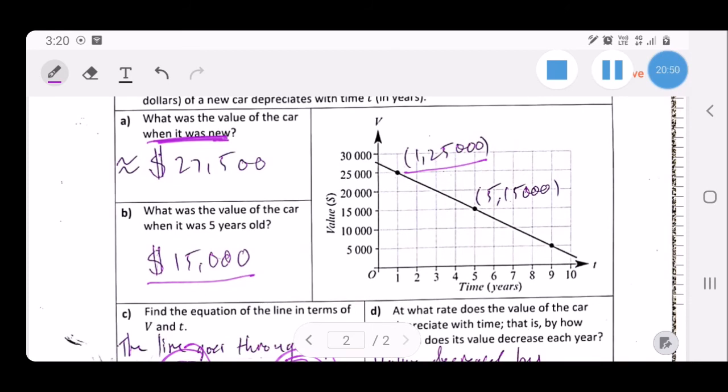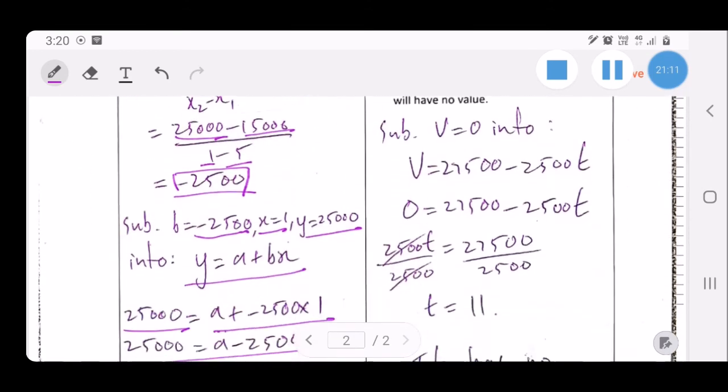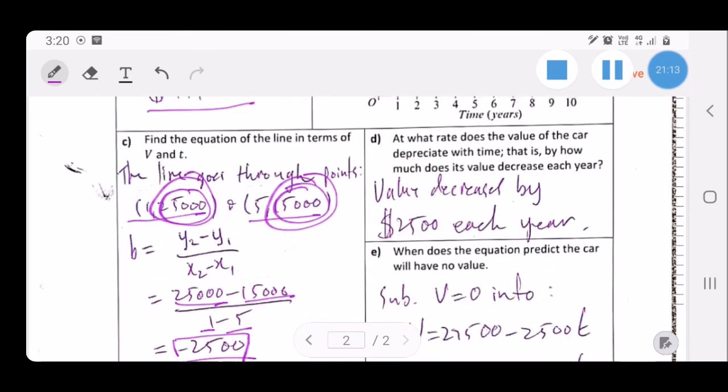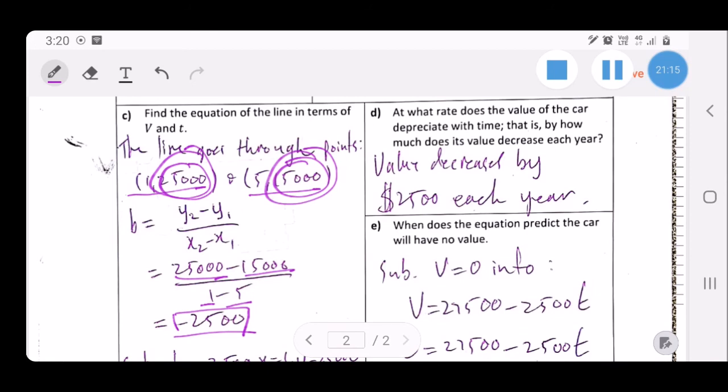When every 1 year goes past, we can see that the value goes down by 2,500. Another year goes past, and the value goes down by 2,500. Okay, so indeed, the answer to that question lies within the gradient. So the answer is that the value decreases by 2,500 each year, and that is because the gradient is negative 2,500.